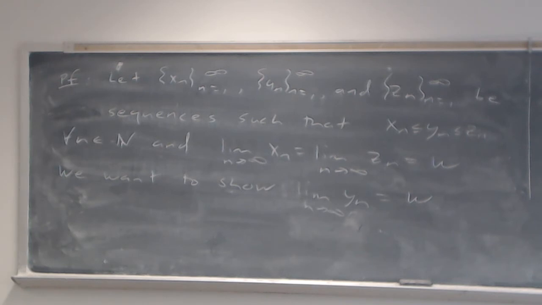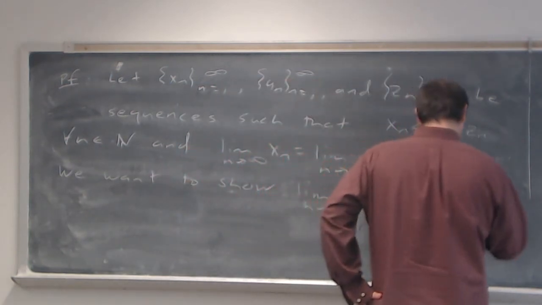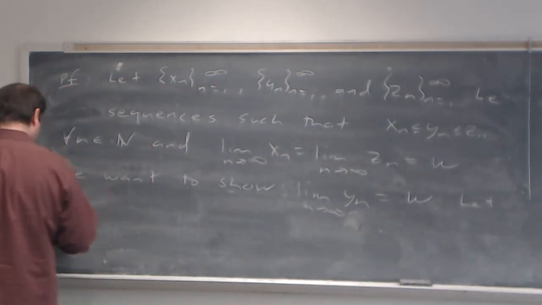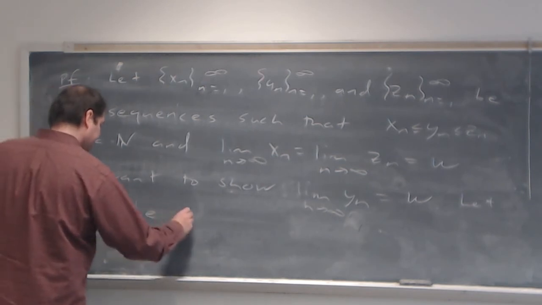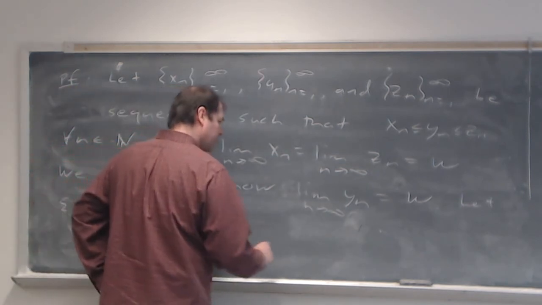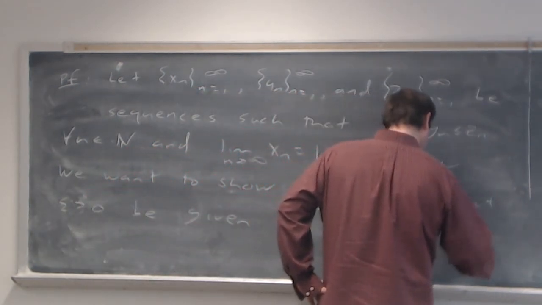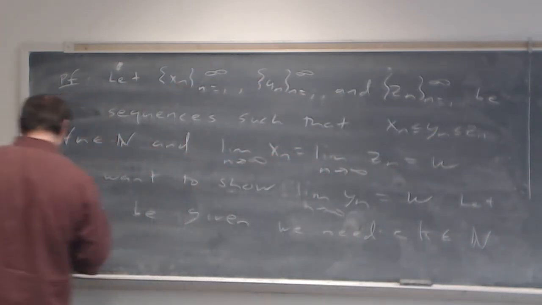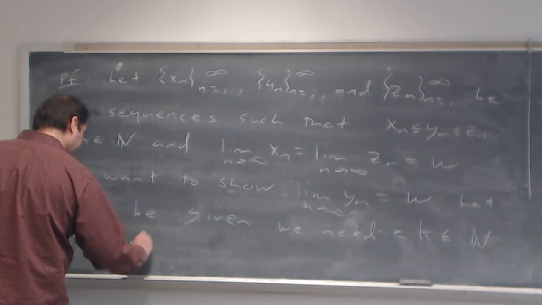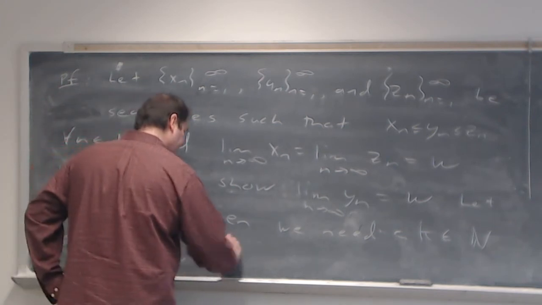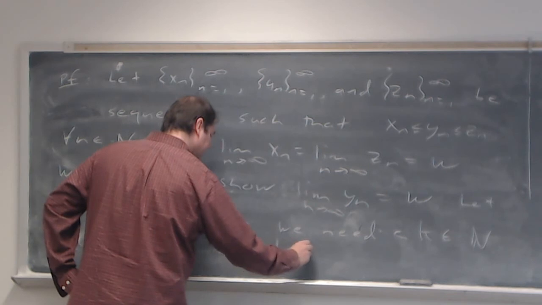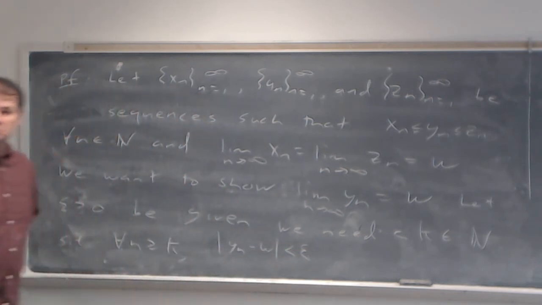Well, how do I show that a sequence converges? I'm trying to show y sub n converges. How do I show it converges to a specific number? All right, that's what we're going to do. We're going to let epsilon be greater than 0. What do we need? That's right, we need a k. It's a natural number such that for all n bigger than or equal to k, the absolute value of y sub n minus w will be less than epsilon.